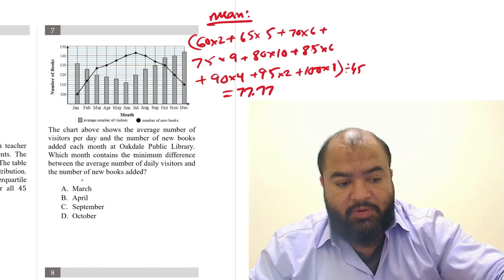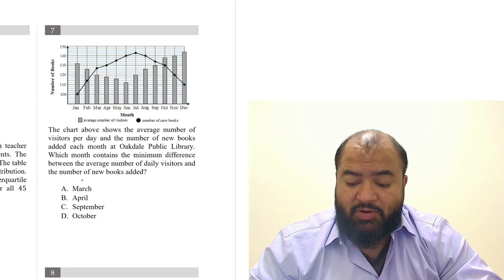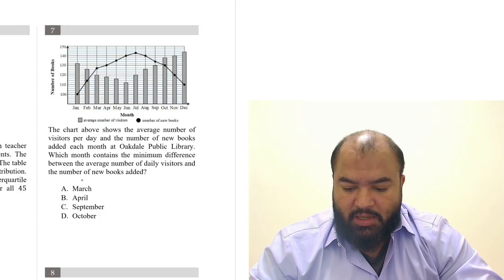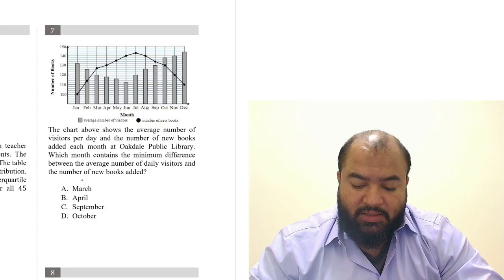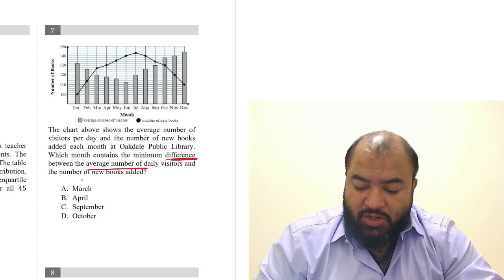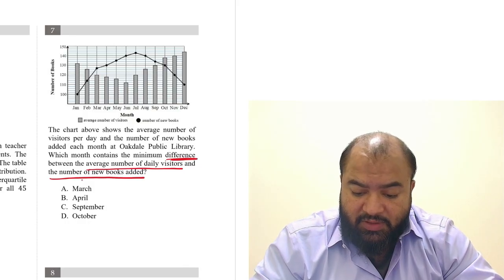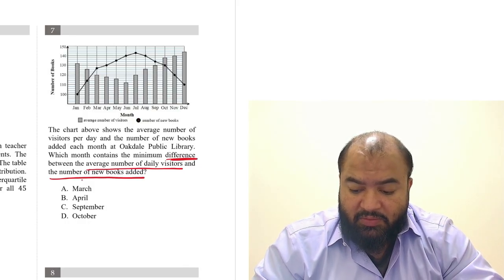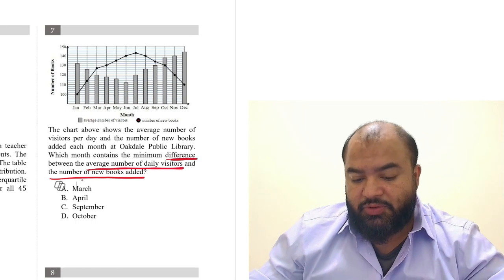Okay, so we're going to do number 7. The chart above shows the average number of visitors per day and the number of new books added each month at Oakdale Public Library. Which month contains the minimum difference between the average number of daily visitors and the number of new books added? The average number of visitors is the bar graph, and the dot is the number of new books. All you have to do is try out the options.